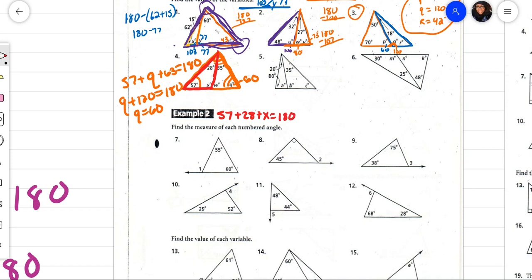So the 57 and the 28 add up to 85. So it's 85 plus X equals 180. So you end up getting that X is 95. And then these two are a linear pair. So these two have to equal 180. So this is going to be 85 for W.